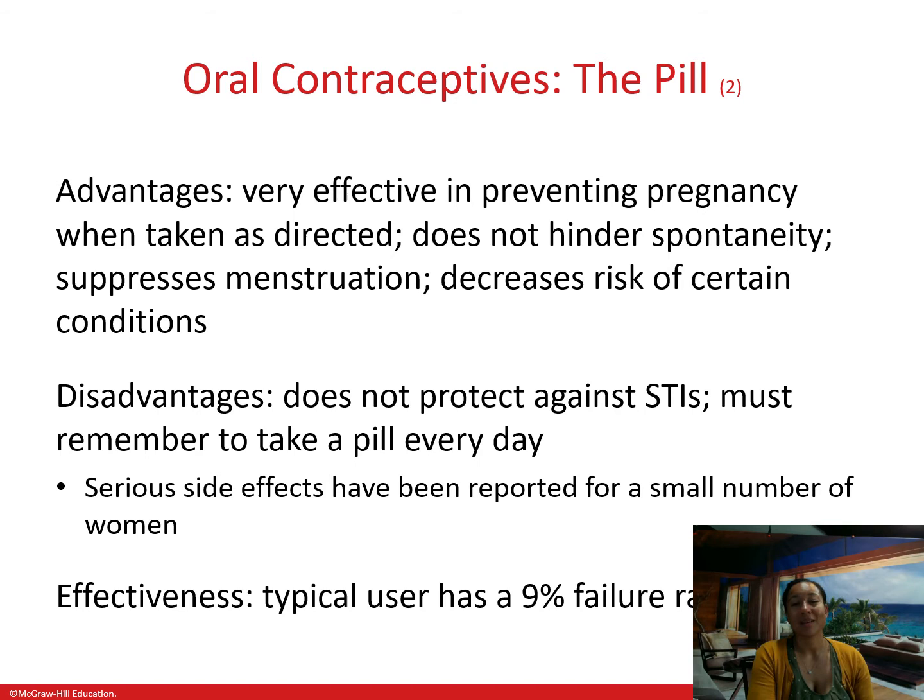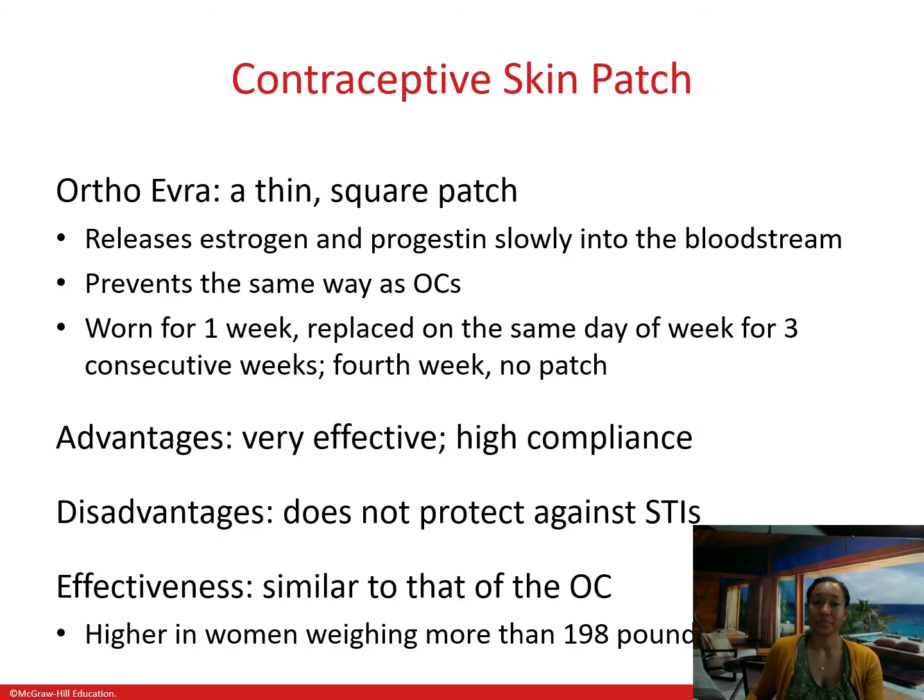Typical user has about a 9% failure rate due to the fact that maybe they missed a day or they forgot to take it at 9 o'clock when they've been taking it at 9 o'clock. So there's a lot of user error that can come with this, so you need to make sure that you're the type that can utilize this effectively if you choose this as a contraceptive.